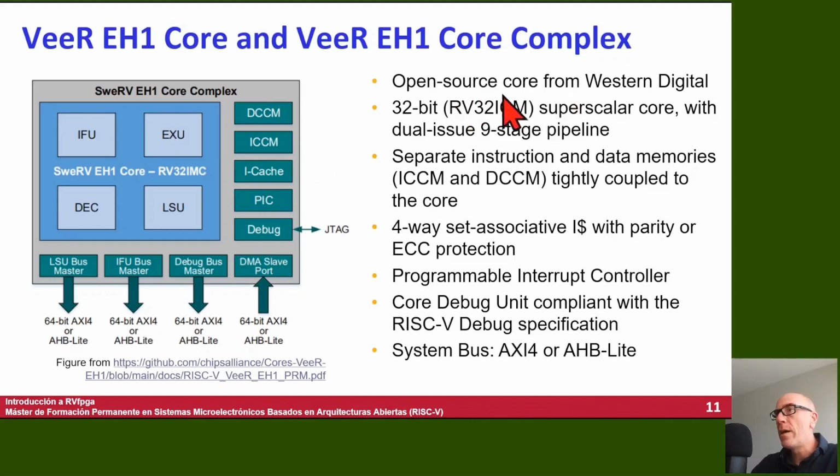It's a free and open-source core initially developed by Western Digital. It's 32-bit, includes the base instruction set and the C and M extensions. It's two-way superscalar with a 9-stage pipeline. It allows for separate instruction and data scratchpads, has an instruction cache but no data cache, an interrupt controller, and a debug unit compatible with the RVfpga debug specification.